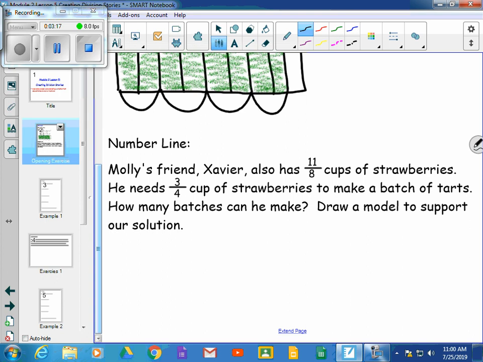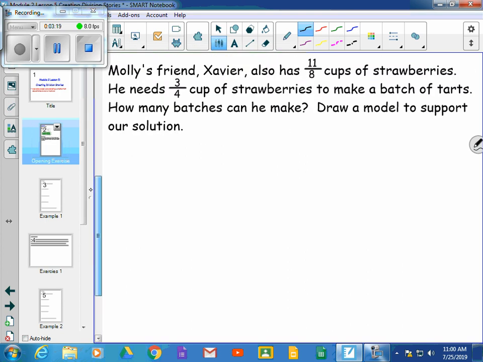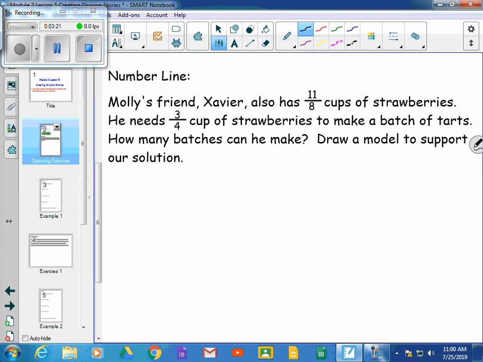Now let's go on to the next one. It wants us to solve this word problem using a number line, something we haven't done a whole lot. Molly's friend Xavier also has 11/8 cups of strawberries. He needs 3/4 cups of strawberries to make a batch of tarts. How many batches can he make? Draw a model to support our solution.